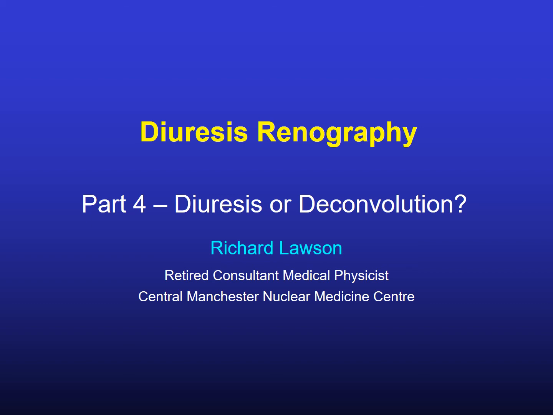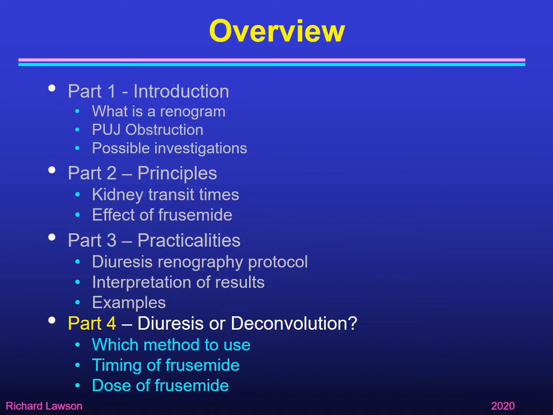So this is the final part of my talk about diuresis renography. In the first part of this talk I gave an introduction and explained what PUJ, pelvi-ureteric junction obstruction, is and talked about some of the possible investigations. In part 2 I covered the principles and talked about kidney transit times and how these are affected by administration of furosemide as a diuretic. Part 3 covered the practicalities. I discussed the protocol for diuresis renography and explained how to interpret the results and gave some examples.